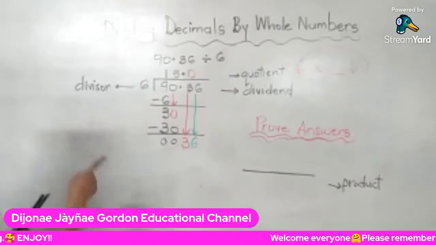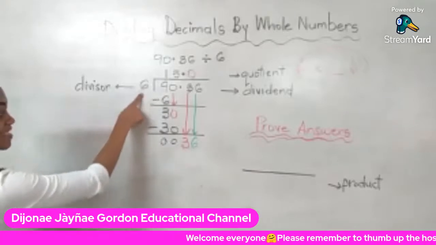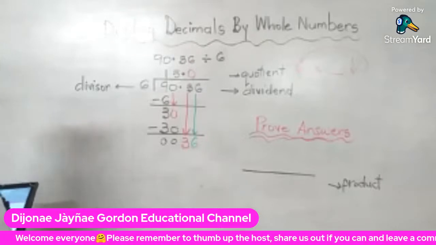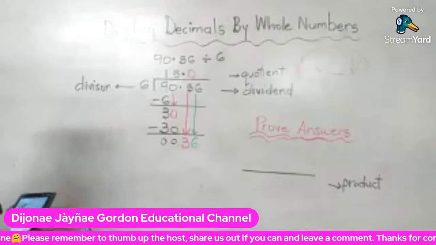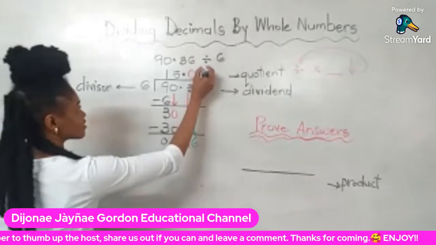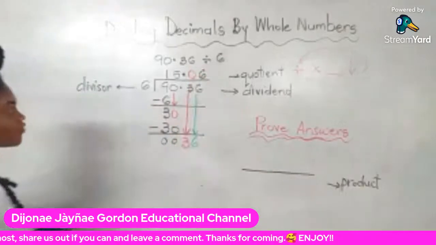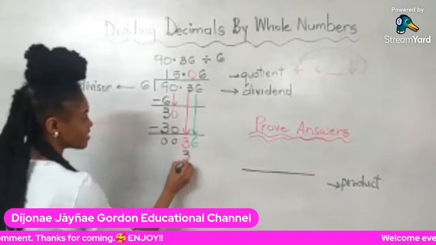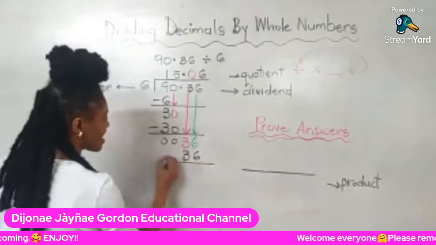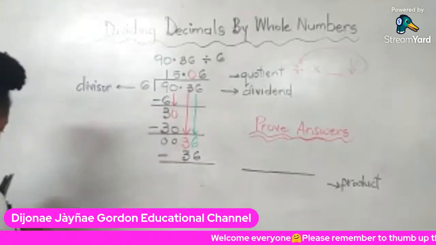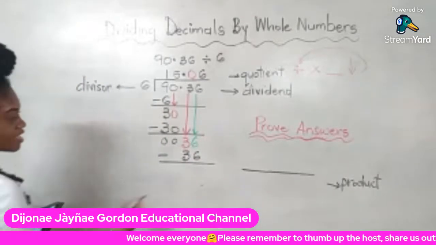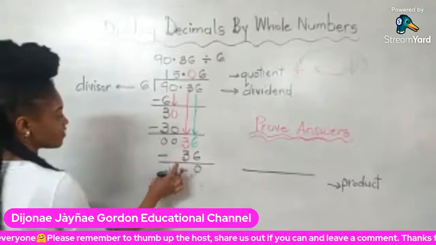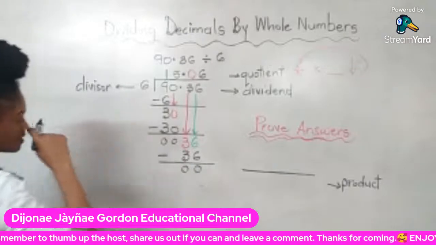Now you are going to say to yourself, how many groups of 6 can you get from 36? And of course, 6 groups of 6. And of course, 6 multiplied by 6 is going to give you 36. Draw your line and take away. 6 and you give away 6, you are left with 0. 3 and you give away 3, you are left with 0.